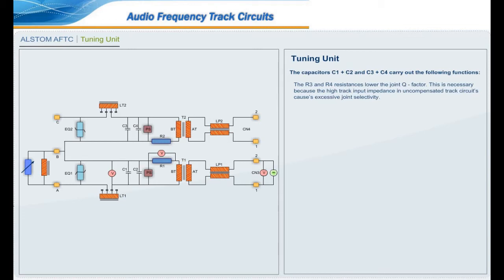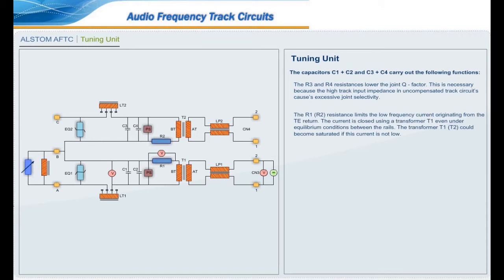This is necessary because the high track input impedance in uncompensated track circuits causes excessive joint selectivity. The R1-R2 resistance limits the low-frequency current originating from the TE return. The current is closed using a transformer T1 even under equilibrium conditions between the rails. The transformer T1-T2 could become saturated if this current is not low.